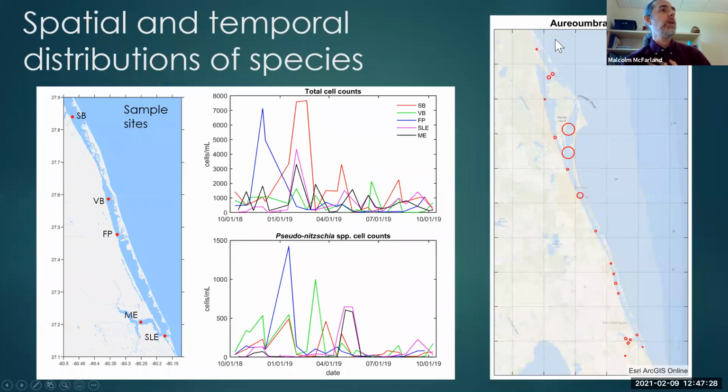This is an example of just some more lagoon-wide data that we have, collected from 2018. This shows the distribution of that Aureoumbra lagunensis. You can see there's a little bit of it around here, but mostly it's in the Banana River Lagoon, where it was most concentrated. The circle size indicates how much of it was in the water, so these bigger circles show where there are lots of cells of this Aureoumbra.